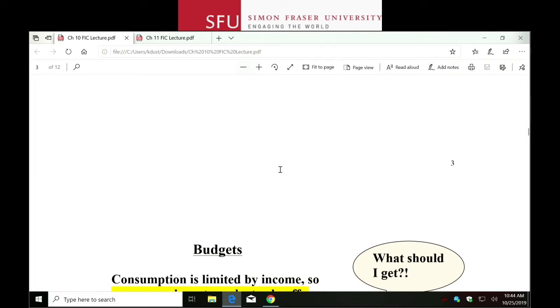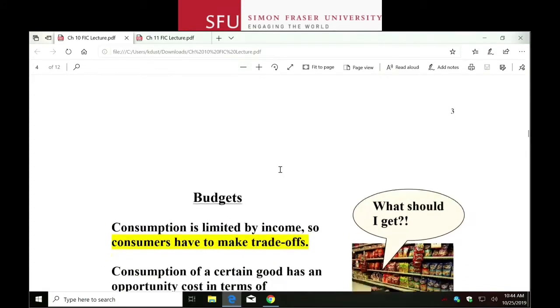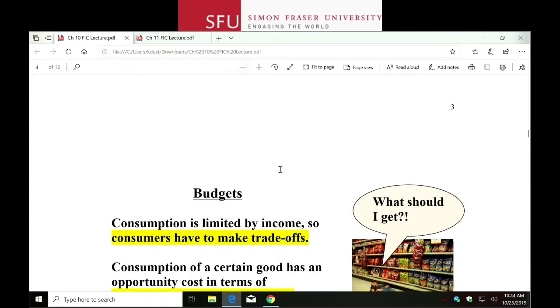So we have to make choices or trade-offs. That was a word that you learned in chapter 1. We have to give up things when we buy one thing. So consumers have to make trade-offs. And that means that we are always incurring an opportunity cost.